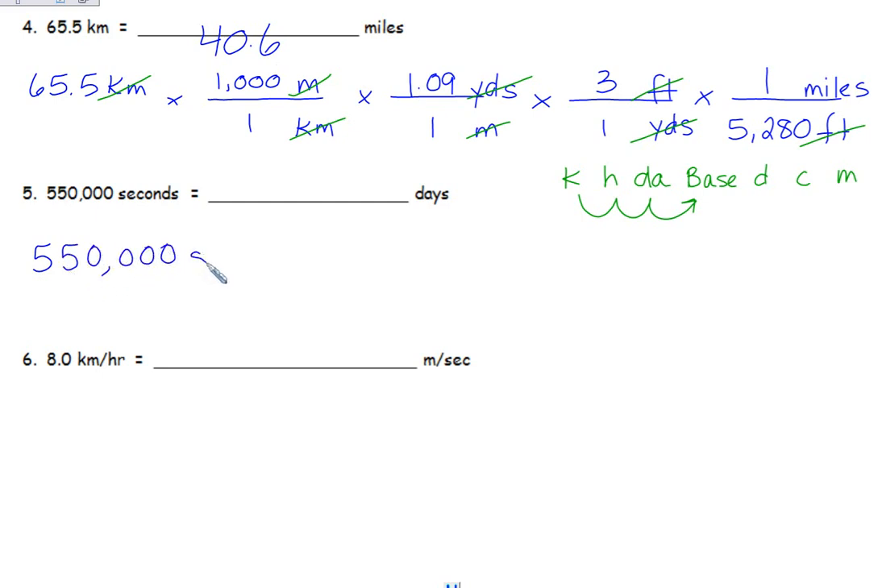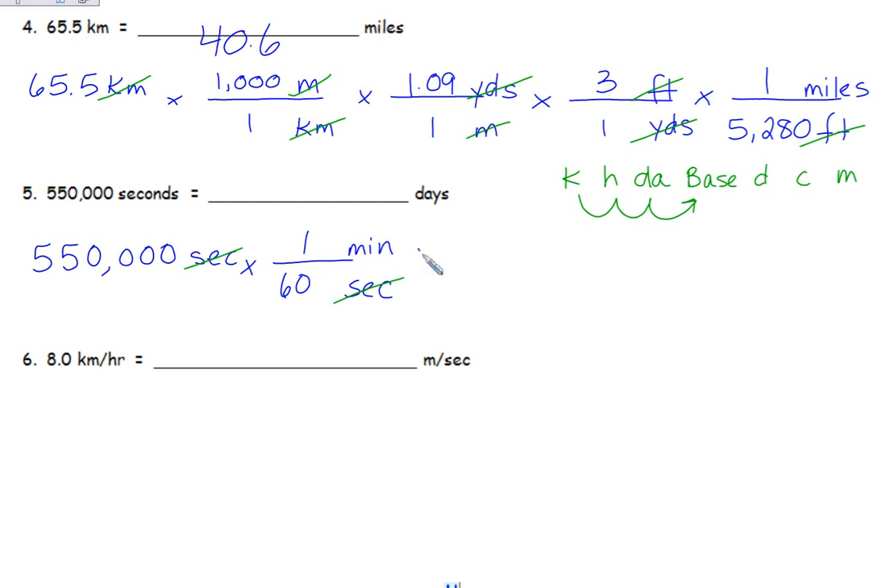550,000 seconds. I want to get it to days. Now these might be conversions that we're a little more familiar with. I do not want seconds, so let's cancel seconds. How about seconds to minutes? That seems logical. I want minutes on the top. 1 minute is 60 seconds. Seconds, bye-bye. Cancel. They're going to divide and cancel.